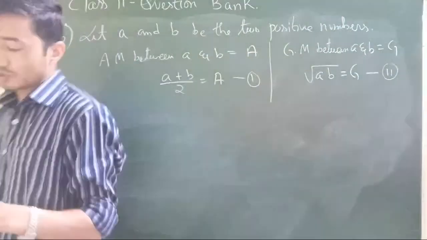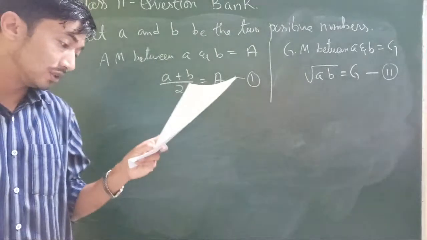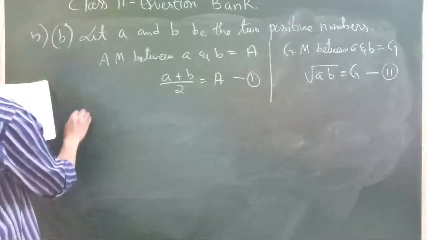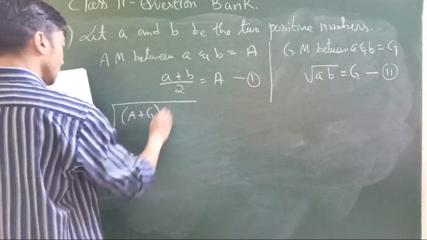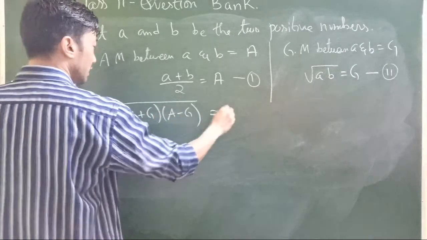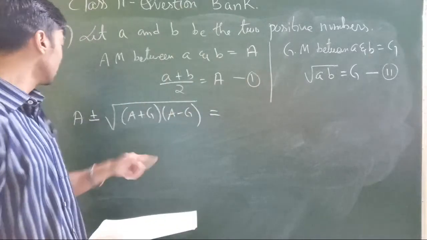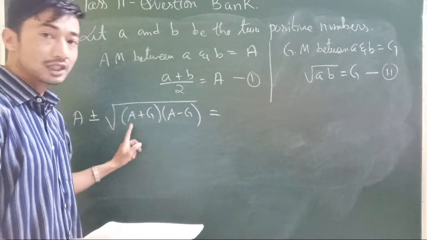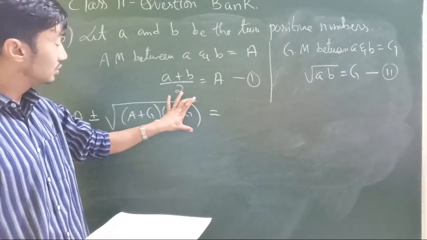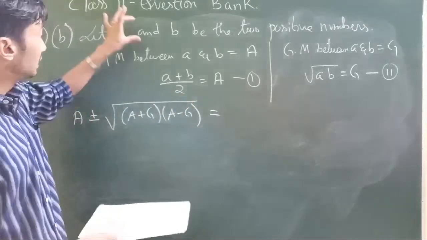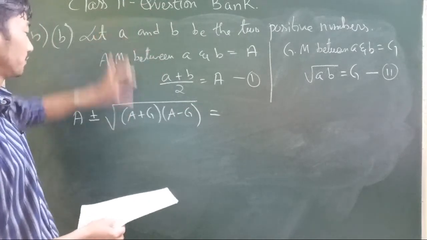Now what we are supposed to do is prove that the numbers A and B are also denoted in the form of A plus or minus root over of A plus G, A minus G. Prove that the numbers A and B are also represented in another way. That means we have to solve this and then find that the two numbers from this term are nothing but A and B. That means this is just another representation. That means these two are same only.